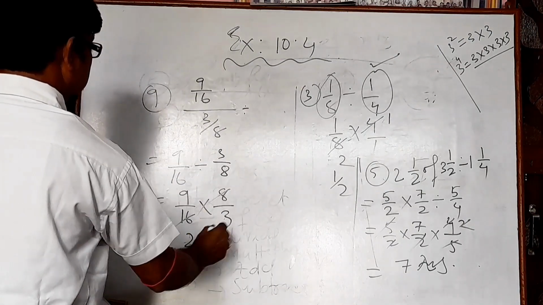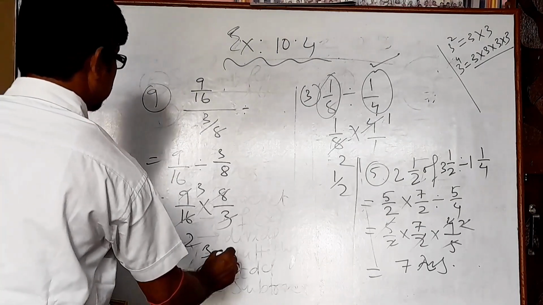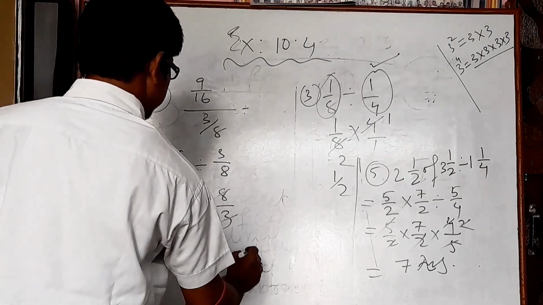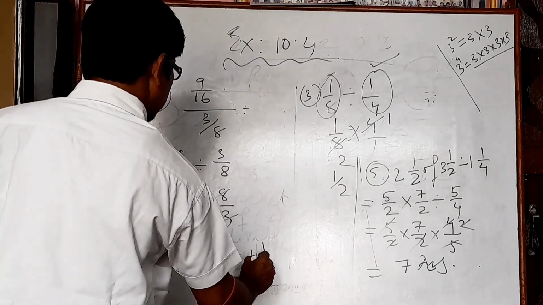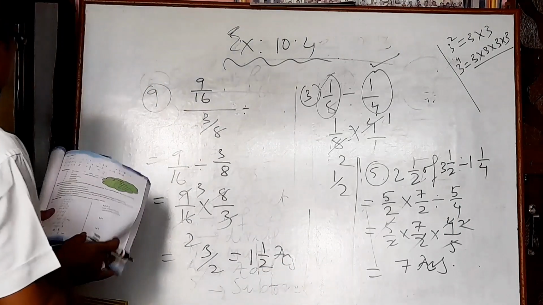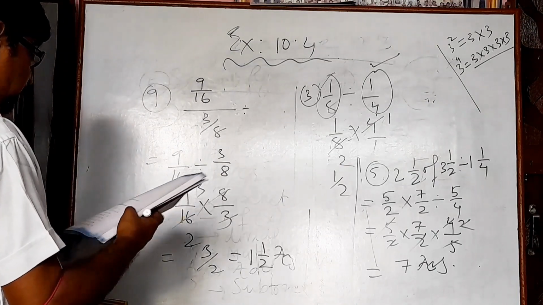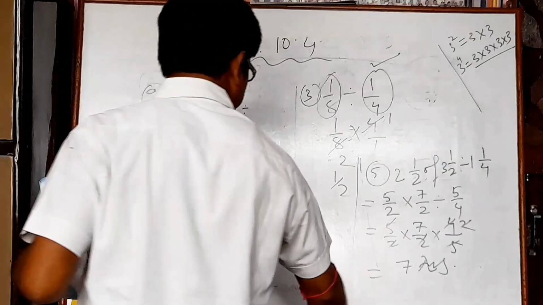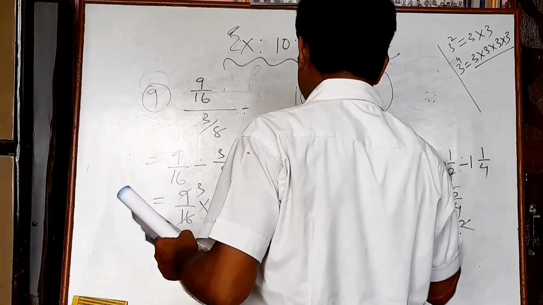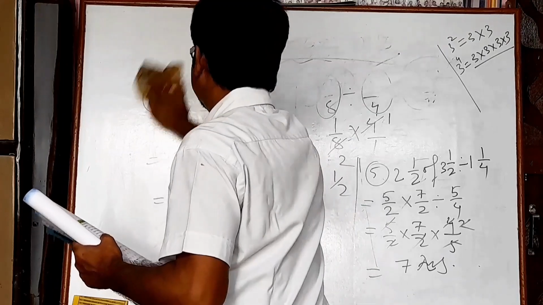8 2s are 16, 3 3s are 9, so 3 by 2, or in a mixed fraction it will be 1 whole 1 by 2. This will be the answer. Here is the use of bracket. Next question. I am trying to solve one more exercise.